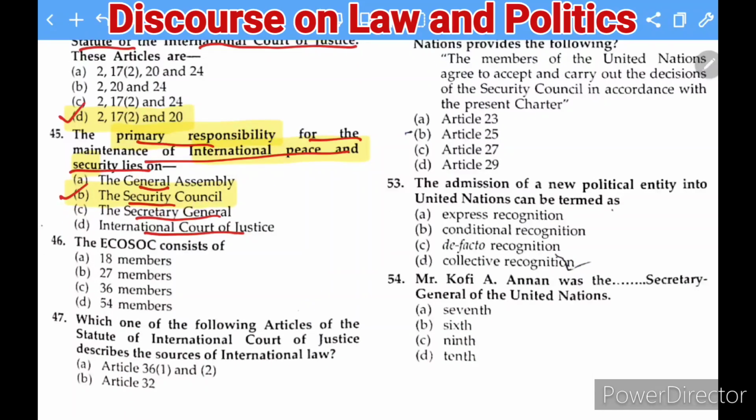Next question is here: how many members are there in the ECOSOC? The options which are given: 18 members, 27 members, 36 members, and 54 members. So which is the right answer? Just give an answer in the comment box. And the right answer is here, 54 members. This is the right answer.